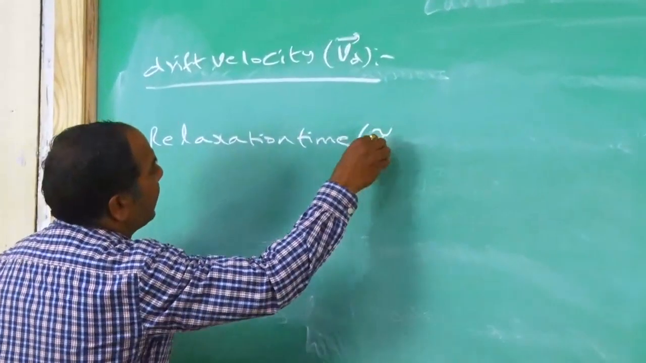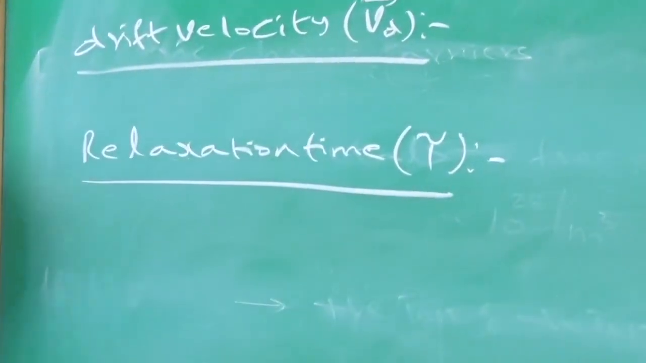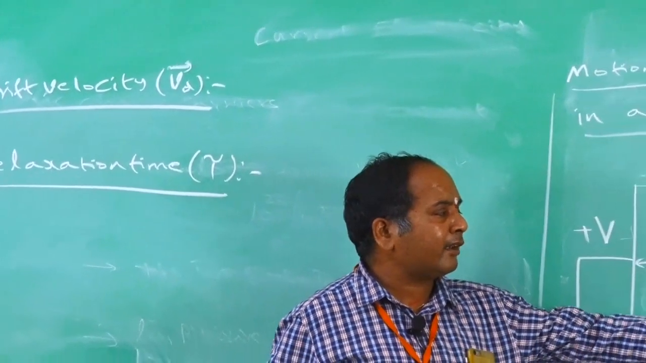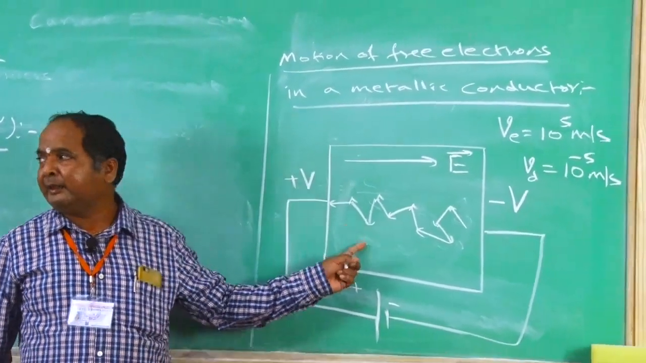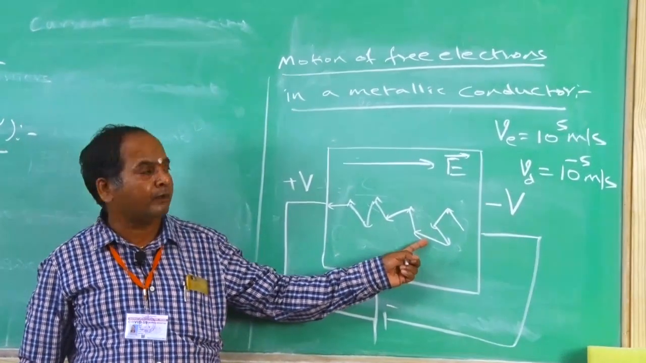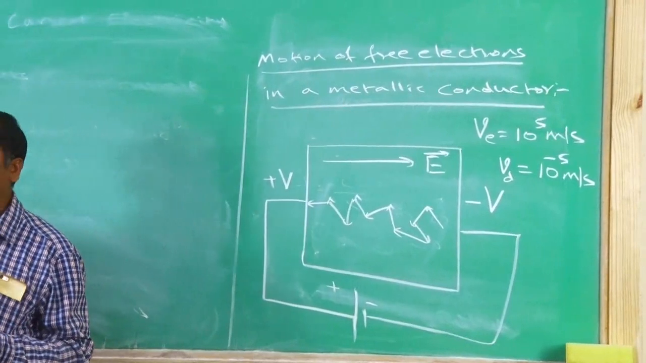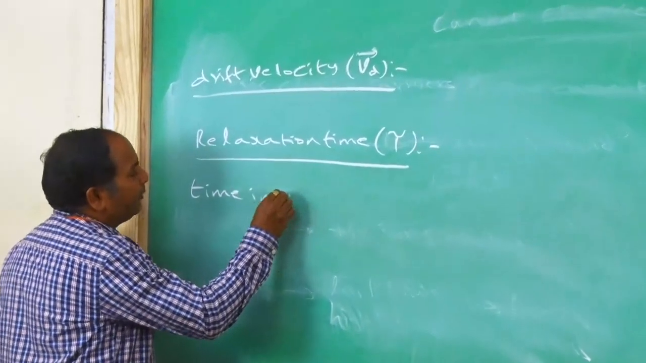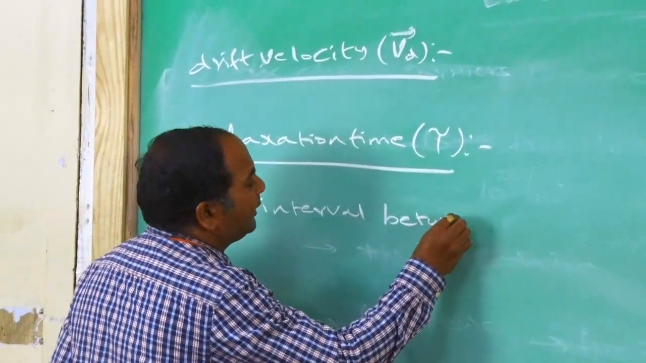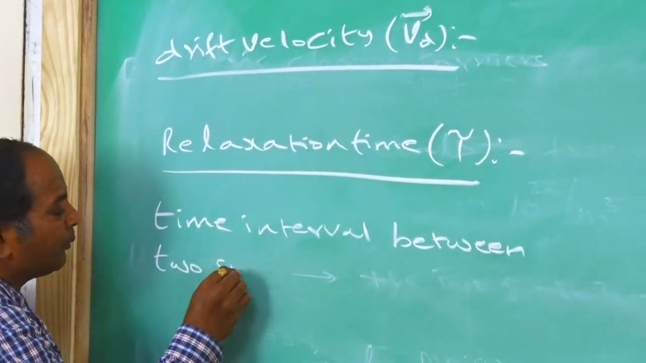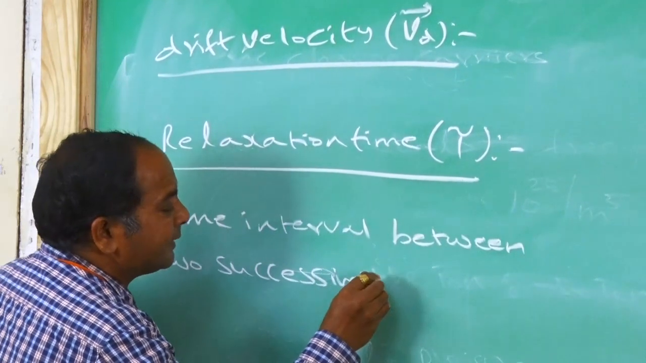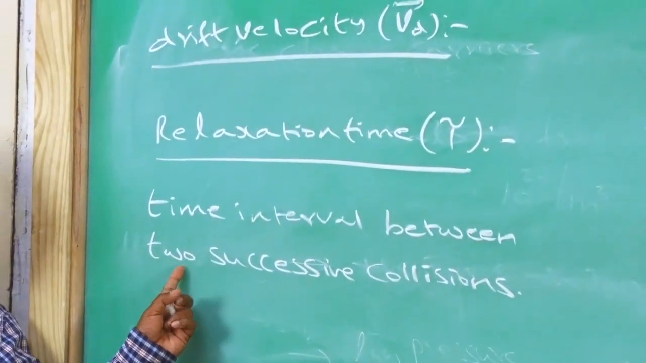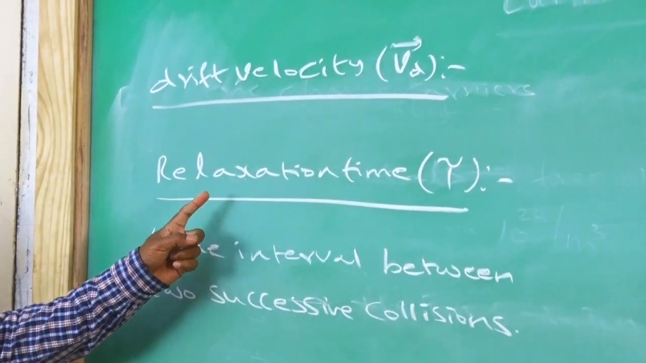That is said to be relaxation time, which is denoted by tau. Here, relaxation time means what? Already we know when the electrons are moving in a metallic conductor, the electron density is huge. Electron density is huge means the electrons collide with each other. The time interval between two successive collisions of the electrons is said to be relaxation time.